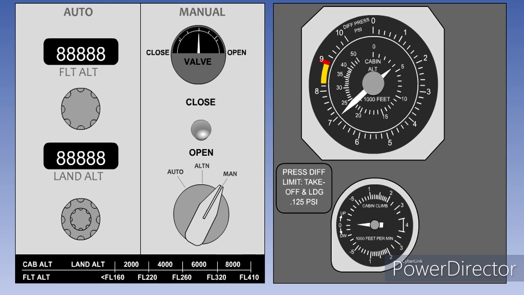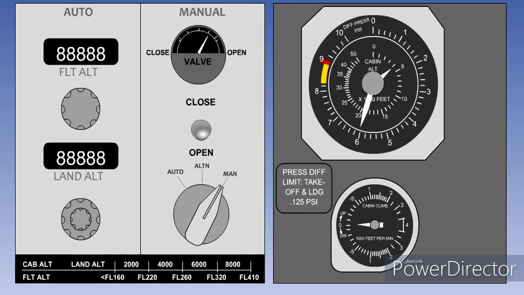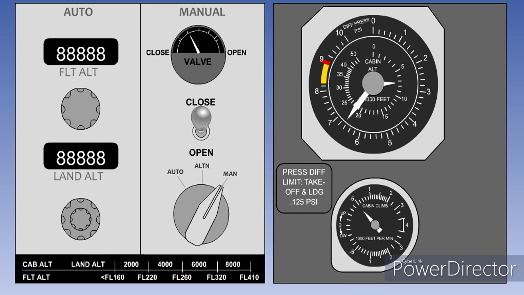Cabin rates of climb and descent should be carefully monitored, and should not normally be allowed to exceed 500 feet per minute during the climb, or 300 feet per minute in the descent, in order not to cause too much discomfort for the passengers.